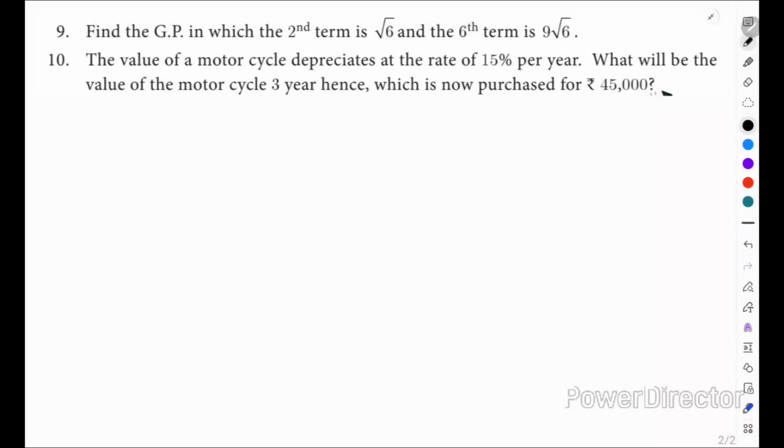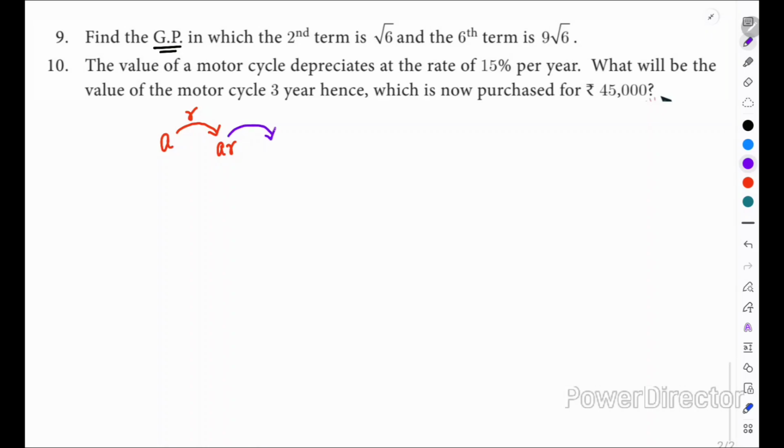Okay, now let us try to solve question number 9. Before solving, let us try to understand what a GP is. You should know what a GP is first of all. Say I have a number A. If I multiply this number A by any other number, say R, what I get is AR. If I multiply this again by R, what I get is AR square.